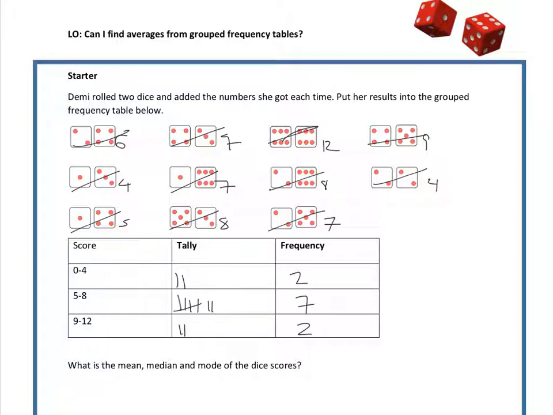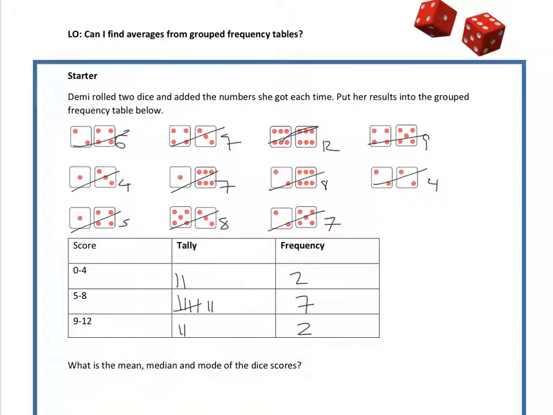So I've completed the frequency table. Just note that when you're doing a tally, it's like these. So you do 4 lines, and then for the 5th one, you do a diagonal line through them. So that's your tally, and then your frequency is just how many there are. So that one's 2, 7, and 2. 11 in total, and there are 11 results.